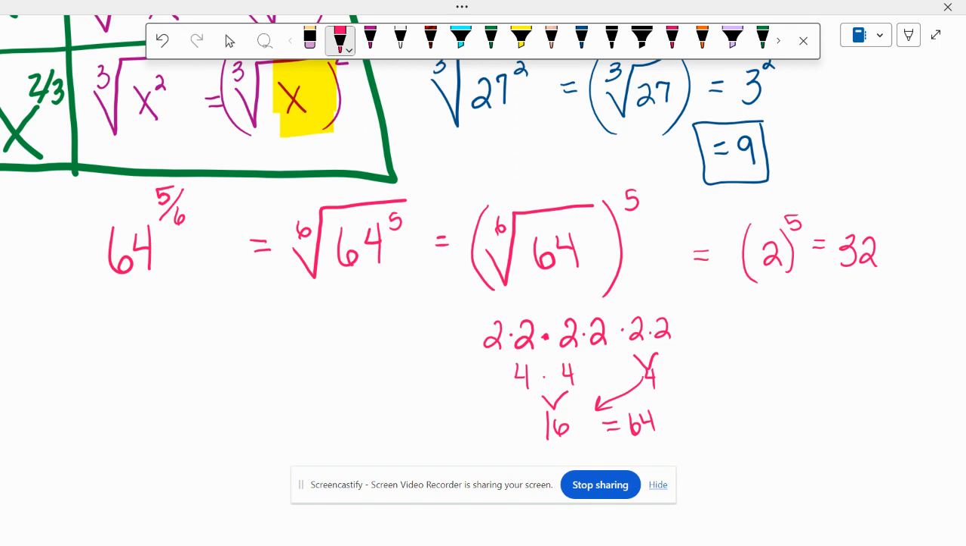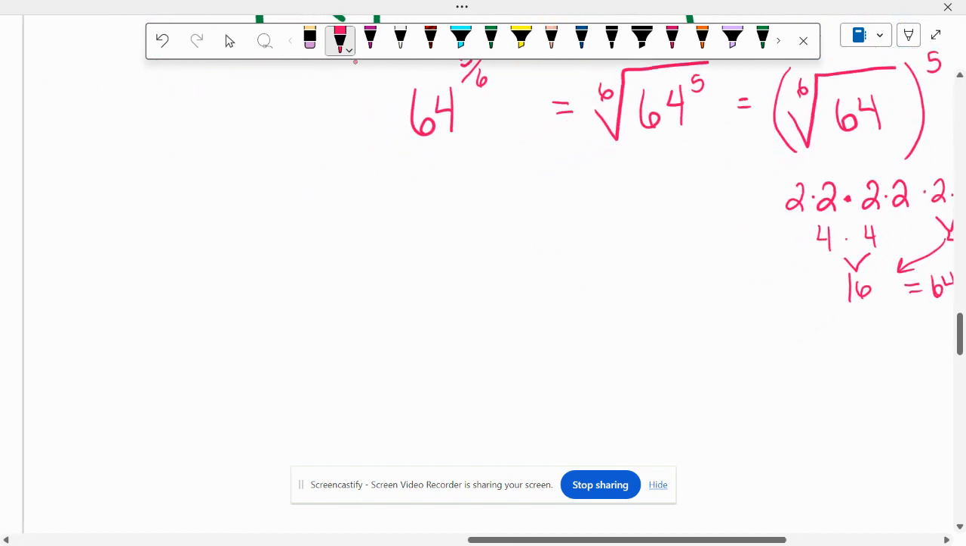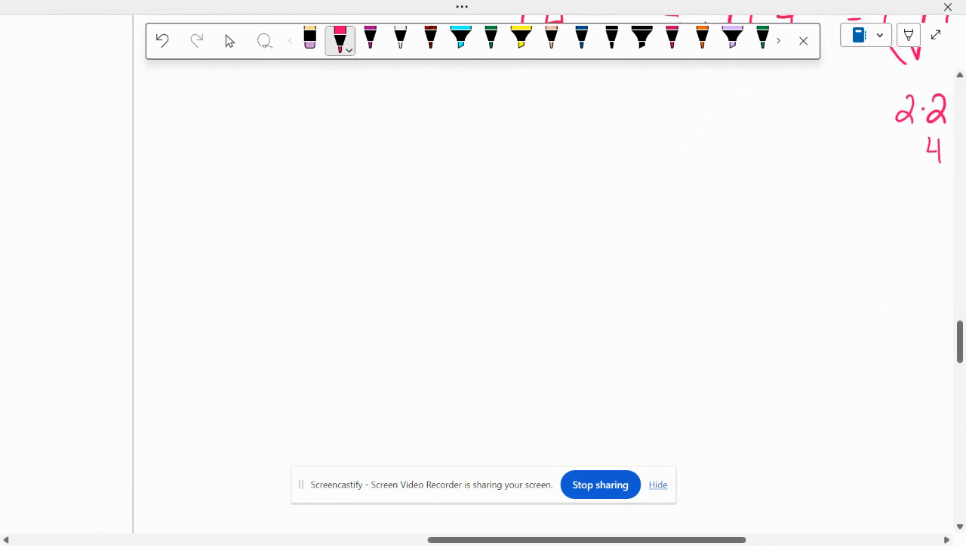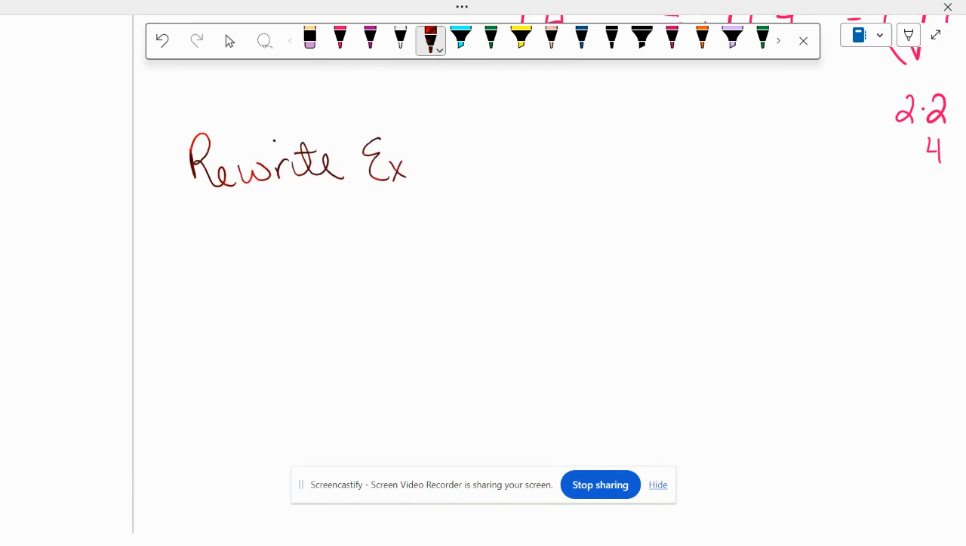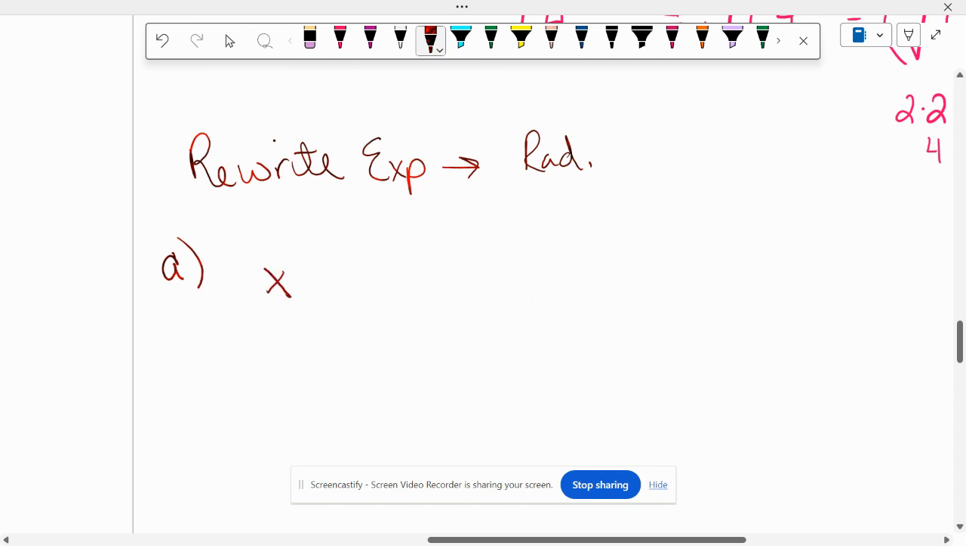So sometimes we want to think of it differently. We're now at the point where we're going to do some rewriting. We're going to rewrite the exponent and put it as a radical. Okay. So my first example is x to the 3/2 power.